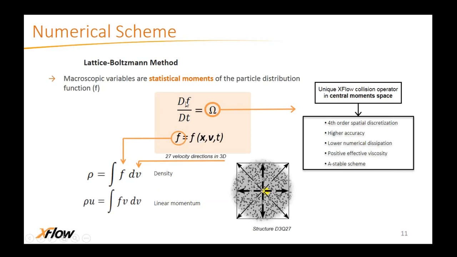That works based on the statistical moments of the particle distribution F that you integrate to get the macroscopic variables. This function F represents basically the distribution of particles in a given direction, in a given position at a given time. When you integrate those, you can get density and linear momentum, and from those moments you can compute more moments to get more information. In addition, we use a very unique central moment space collision operator, which makes our lattice-Boltzmann approach very special and offers higher accuracy and lower numerical dissipation as well.